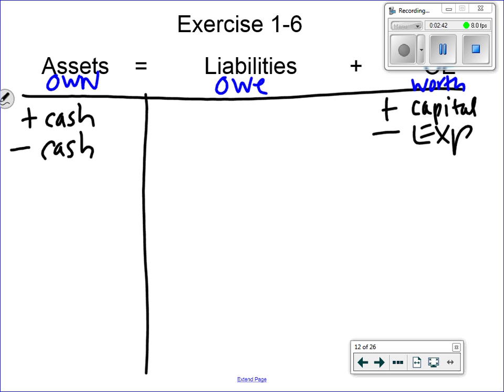Number 3, we purchased equipment on account. What asset went up? Okay, we'll get to liabilities in a minute. Kenzie, you are spot on. What did we gain though in this transaction? We got equipment, so we had assets go up. Did cash go down? No. How do we pay for this? Liabilities. AP also went up.